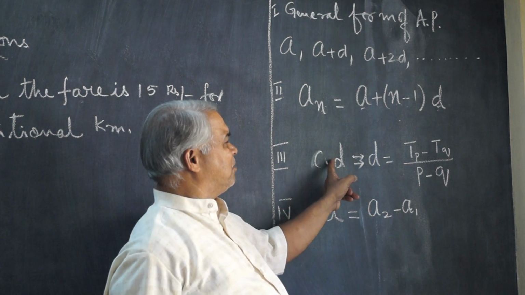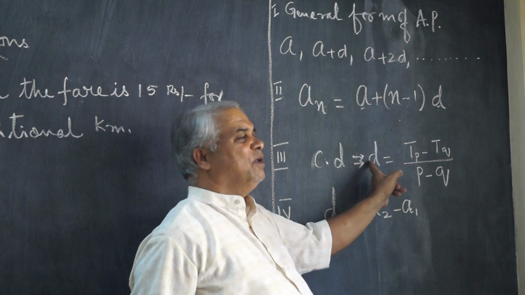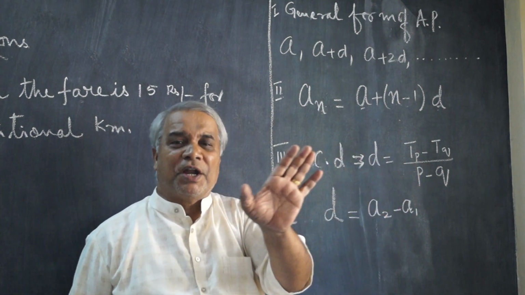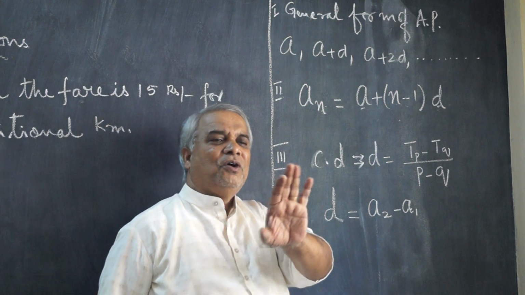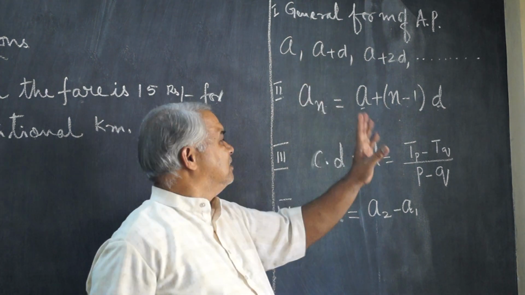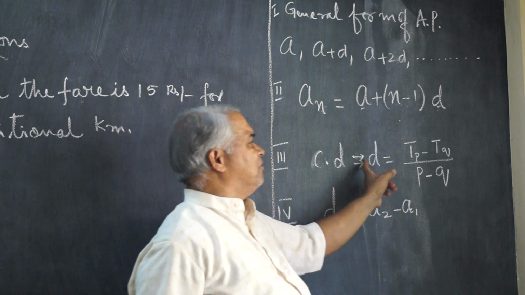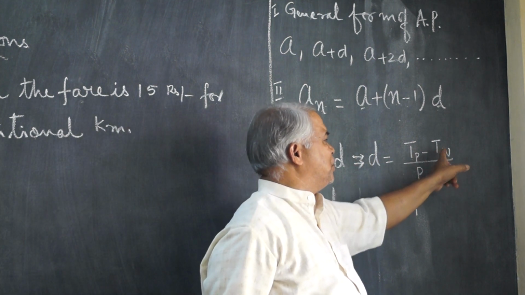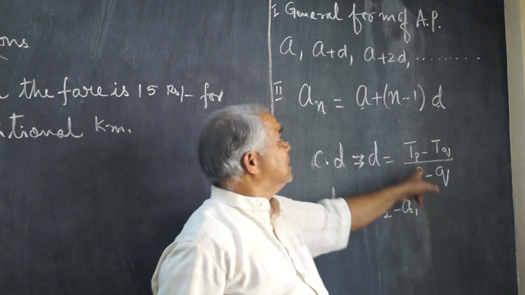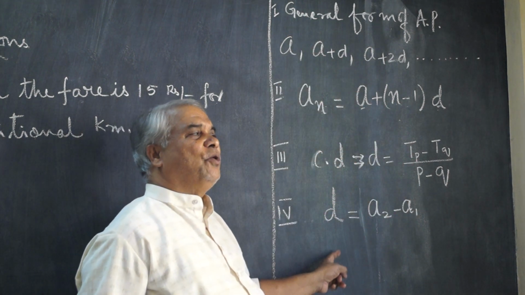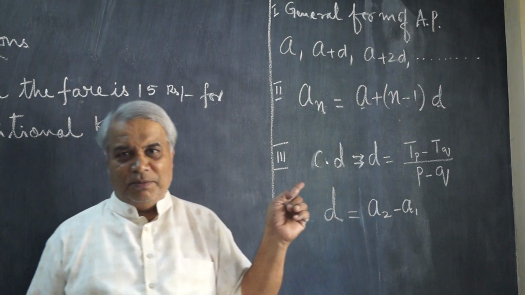And we have another formula to find the common difference. When the sequence is not given in order, they will give you the first number and the last number, and we will come to know. We can find the common difference using Tp minus Tq over p minus q. So today, based on these formulas, we are going to solve the problems.